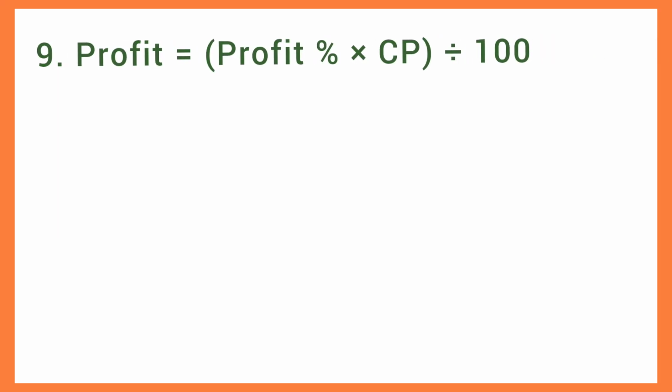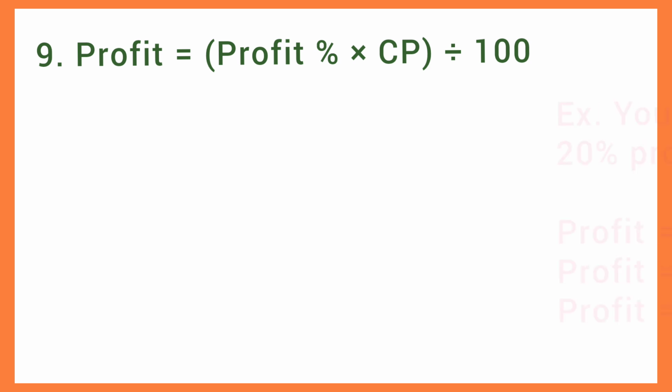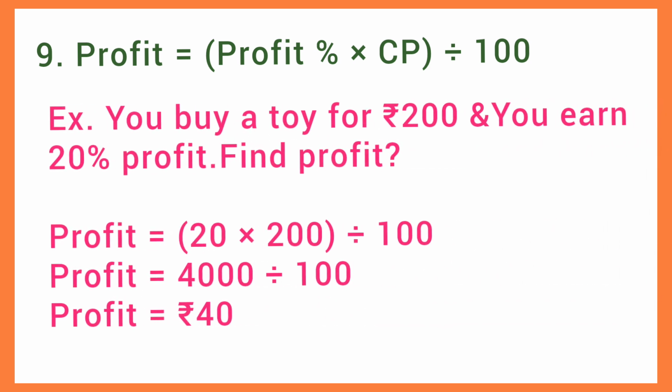Profit equals profit percentage into cost price divided by 100. How to find a profit when profit percentage is given? Example, you buy a toy for rupees 200 and you earn 20% profit on it, find profit. Here profit is rupees 40.